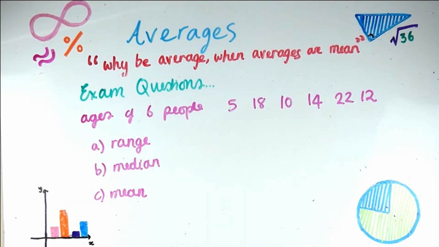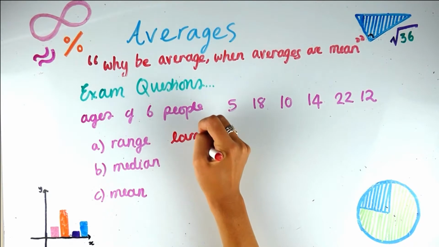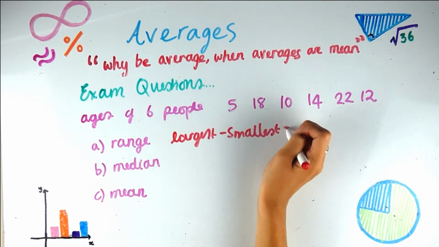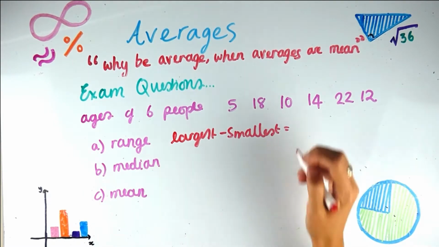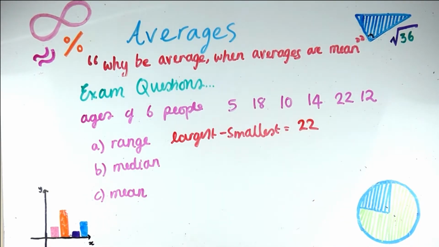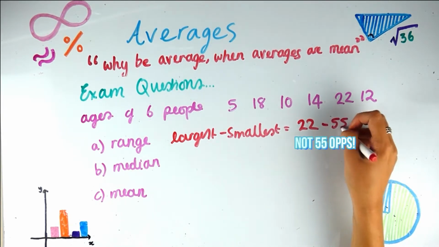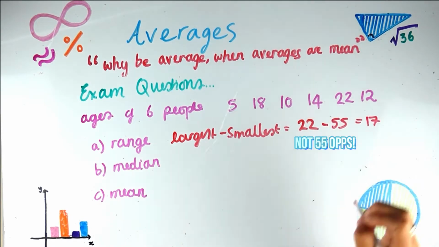Okay, so we've got the ages of 6 people, and it's asking us to find the range, the median, and the mean. So the range is largest minus smallest. So what is our largest value? 22. And what is our smallest value? That is minus 5. So that gives us a range of 17.